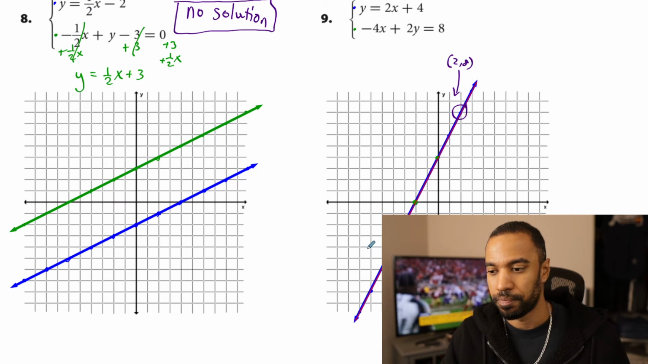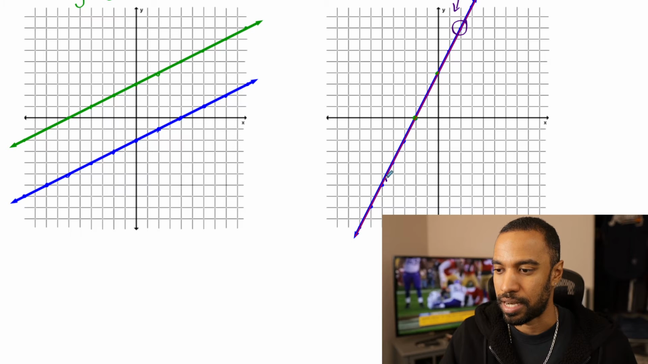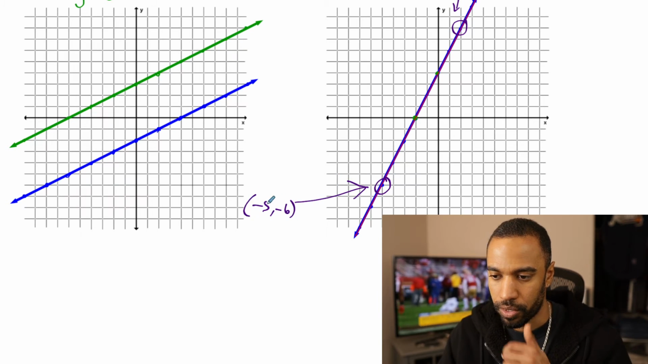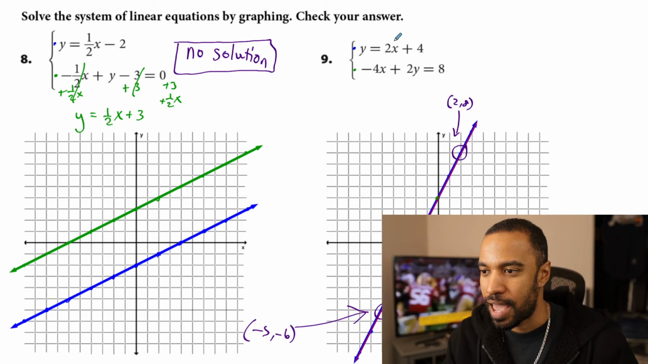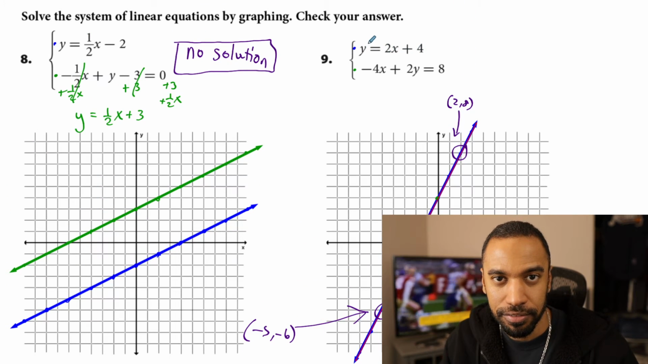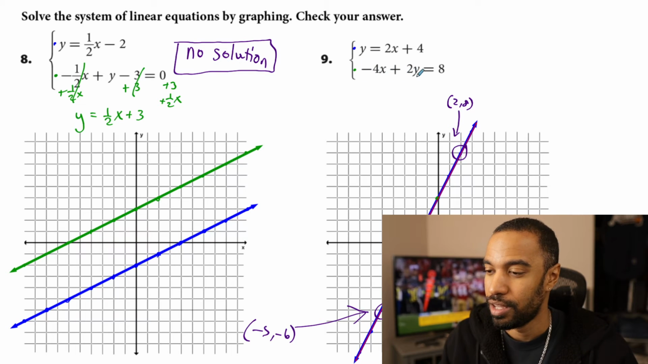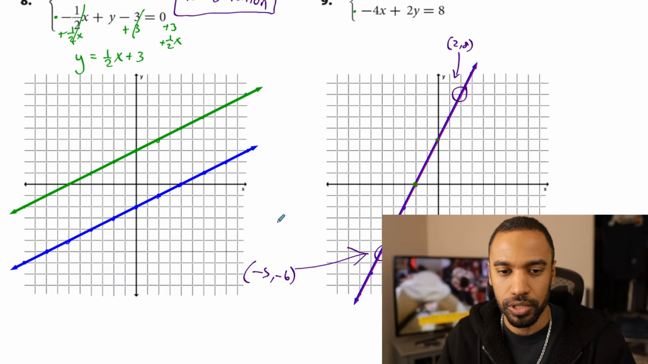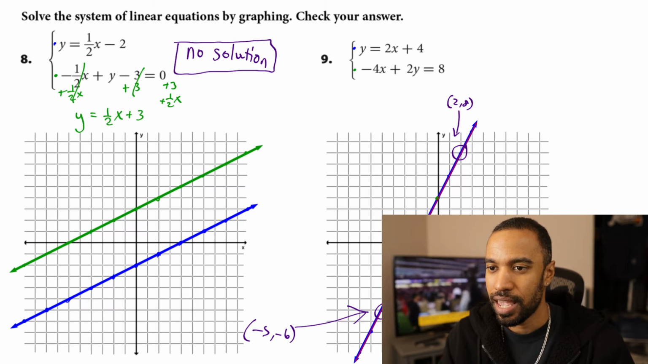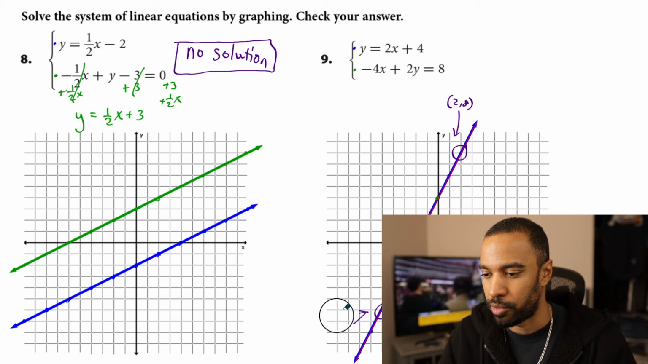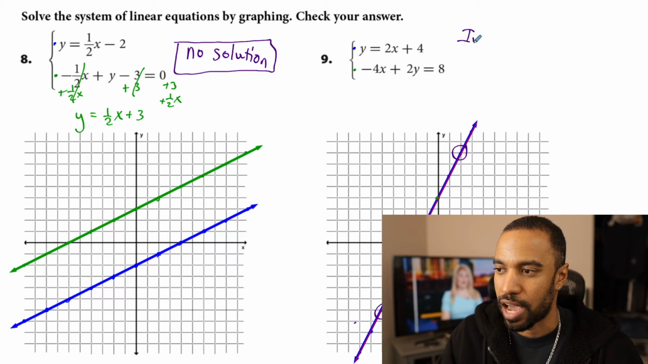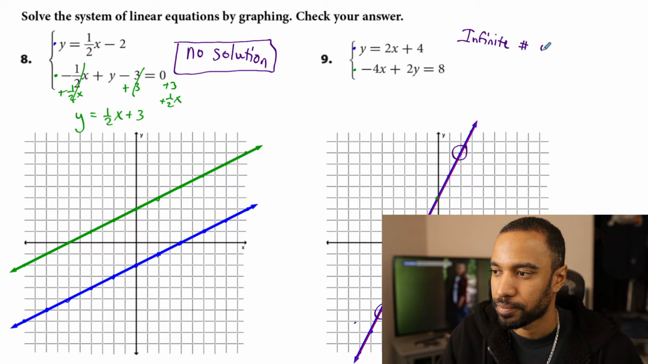So 2, 8 works. Let's try negative 5, negative 6. You know, you might want to check more than one here. Negative 5 times 2 is negative 10, plus 4 is negative 6, and 20 minus 12 equals 8. So that one works as well. So you don't list these solutions there. Instead, all we say is infinite number of solutions. Let me erase those two. Infinite number of solutions. That is how we say that answer. That is totally fine. And that's all it's saying.